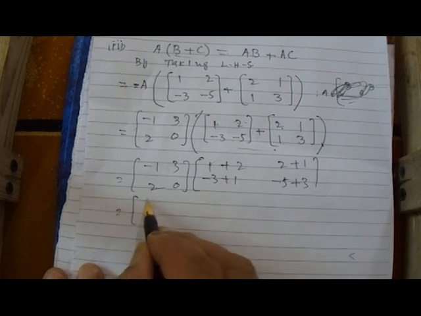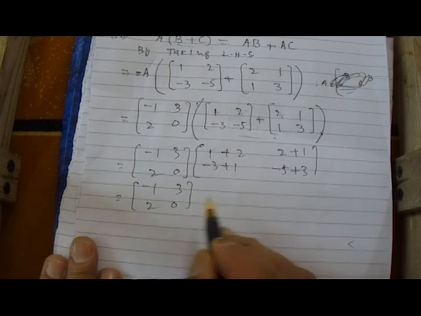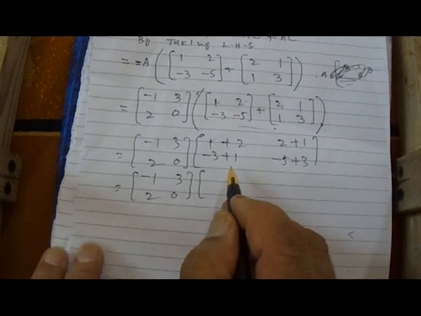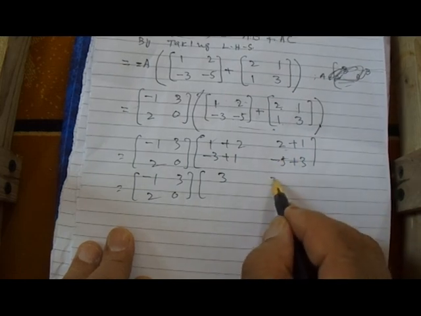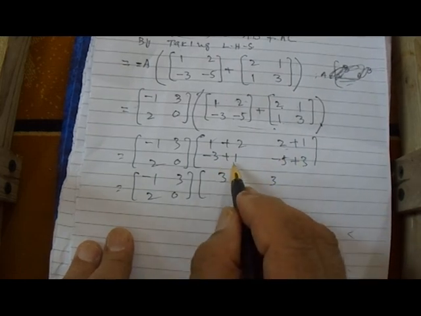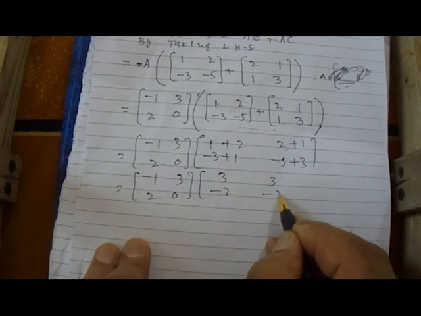Again we write this is equal to, this is our matrix A, minus 1 3 2 0. Now this is our matrix. We write this 3, and here also 2 plus 1 is 3, and minus 3 plus 1 is minus 2, and minus 5 plus 3 is minus 2.